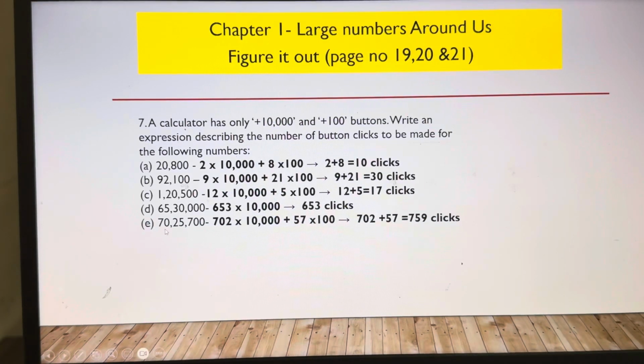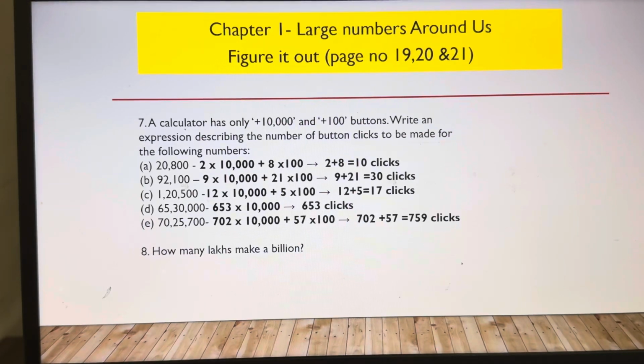Question E, 70,25,700. Now you have to split from here till 10,000. So 10,000 button will be clicked 702 times. And now hundreds is left. So we will cover up this 57. So 57 into 100. So hundreds button will be clicked 57 times. So 702 plus 57 gives you 759 clicks. Got it? It was little easy. You need to think a little bit and then it's easy to answer.